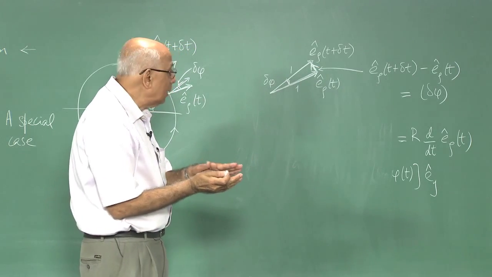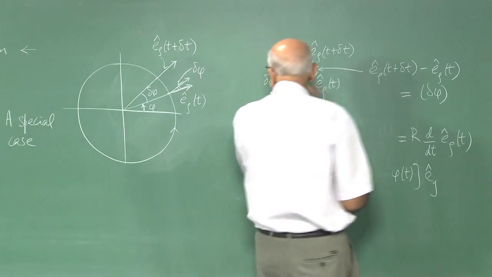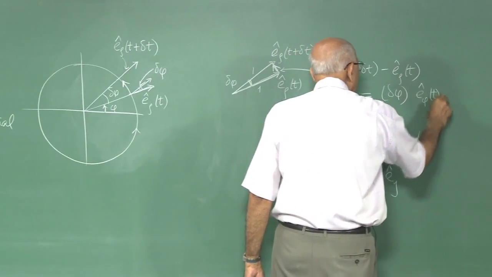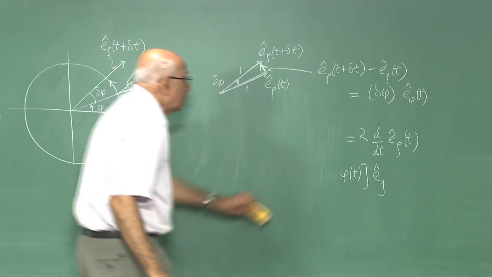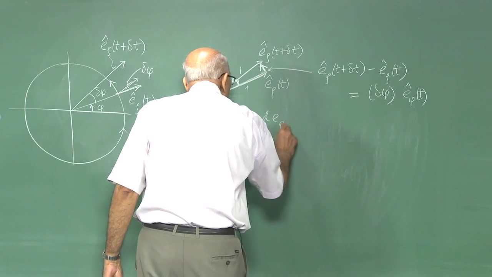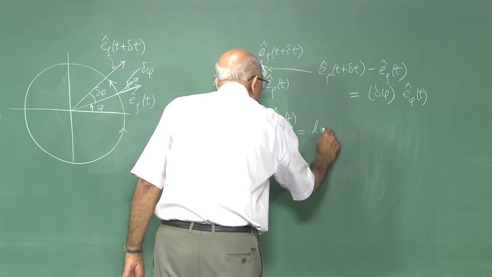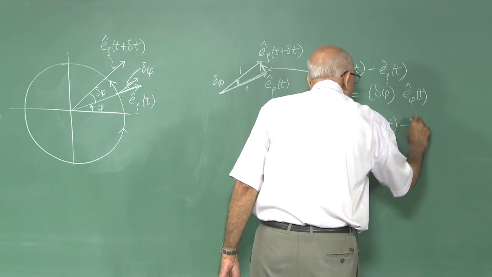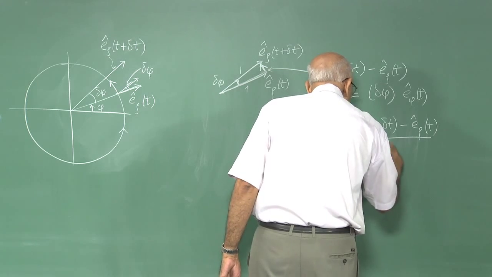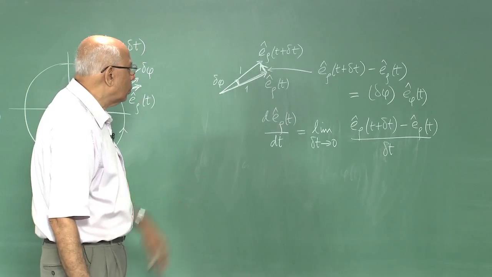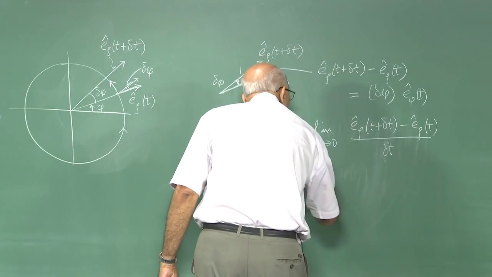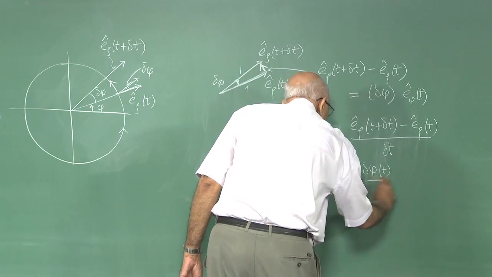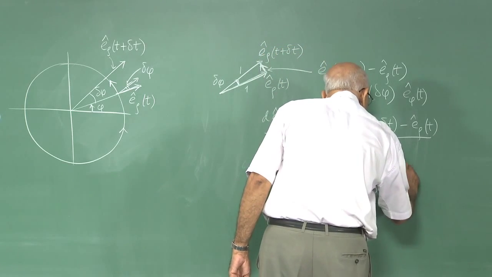If it is infinitesimal delta t, then this vector becomes essentially normal to E rho, and that is the direction of E phi, as you can see it is normal to it in this direction. So it is delta phi times E phi of t, and therefore if you divide both sides by delta t and take the limit, d E rho at time t over dt is the limit as delta t goes to 0 of E rho at time t plus delta t minus E rho at time t divided by delta t. The numerator is a vector, the difference of two unit vectors, and that turned out to be this quantity here, and therefore this is equal to the limit, let me write this out explicitly, delta t goes to 0, delta phi of t over delta t multiplied by E phi of t.